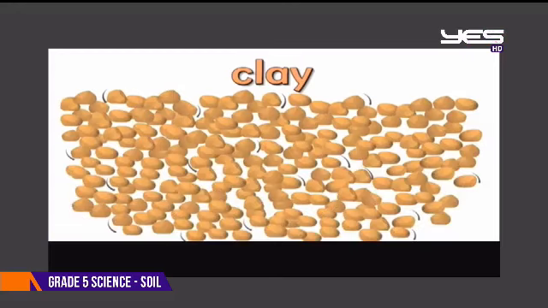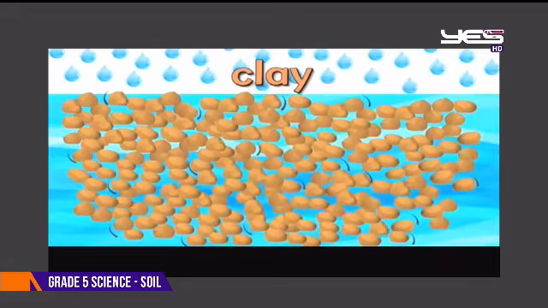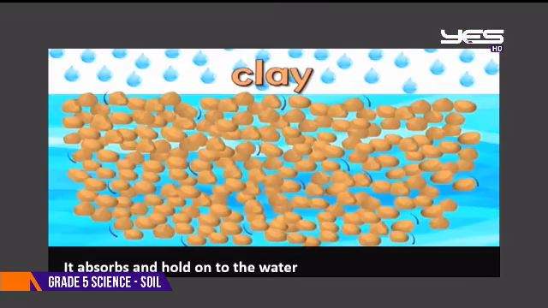What can you see from this diagram or this picture? Well, from this picture you can see that because clay has the smallest particles, these rock particles are tightly packed together. You can see that clay particles have very little airspace, which means that they can absorb and hold on to most of the water.